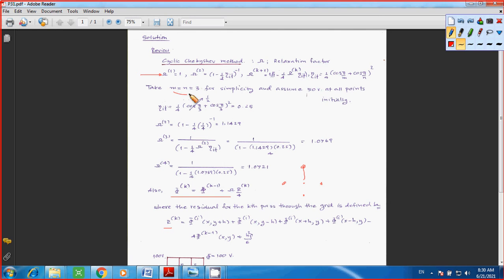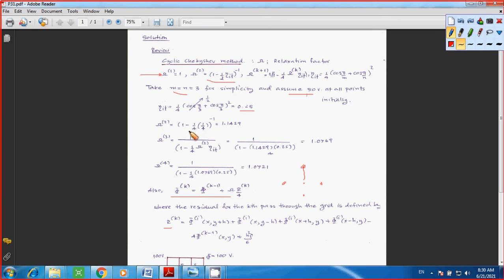Now take m equal to n equal to 3 for simplicity, and assume 54 at all points initially. That's the zero iteration. Your eta it is equal to 1 over 4 cosine pi over 3, which is 1 over 2. So you have eta it equal to 0.25. Now you'll be able to calculate omega for the second iteration by applying this equation.